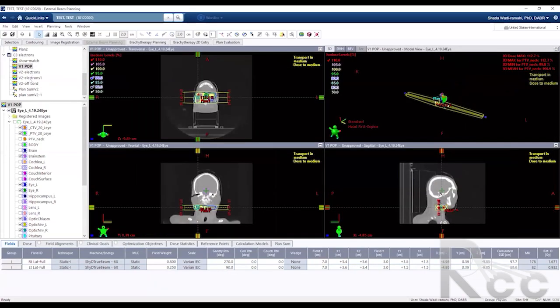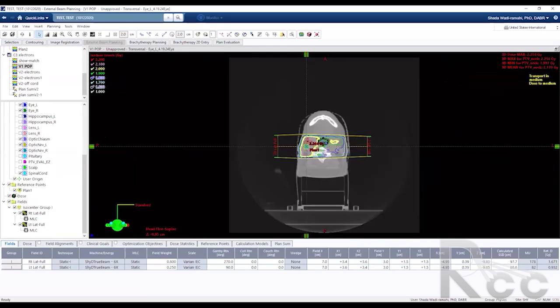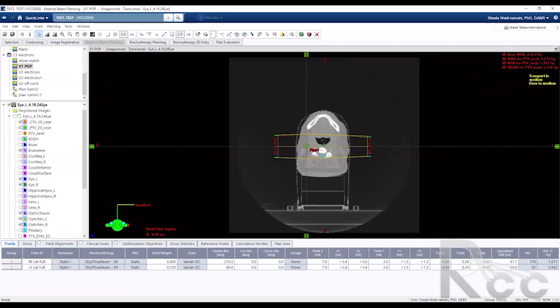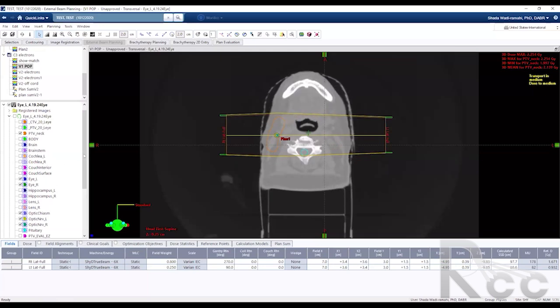Okay. So phase 1, parallel opposed beams. I'm prescribing 2 gray. Let me show you first of all what I have. I created some lymph nodes. I created a PTV neck. Let's remove these guys. So I created a right lateral PTV. So this would be where your PTV lymph node is. And I'm trying to irradiate this with the parallel opposed beams like we do in head and neck. Okay, so I have that.